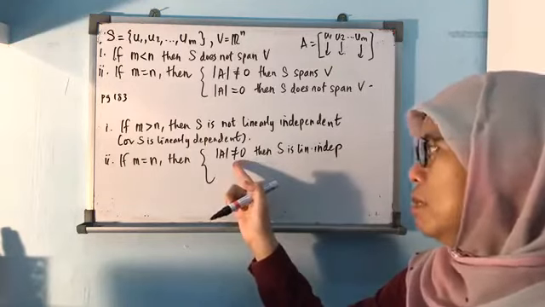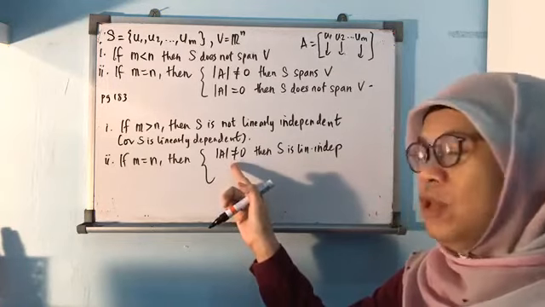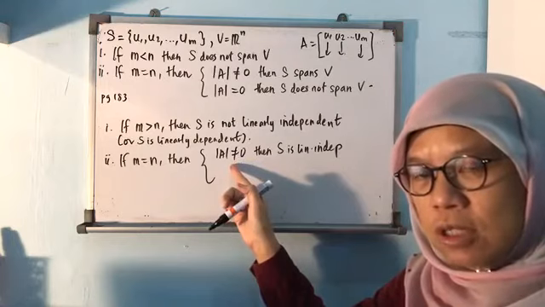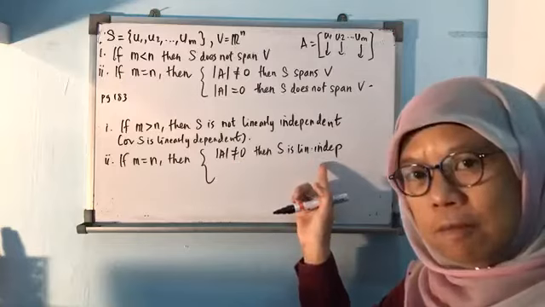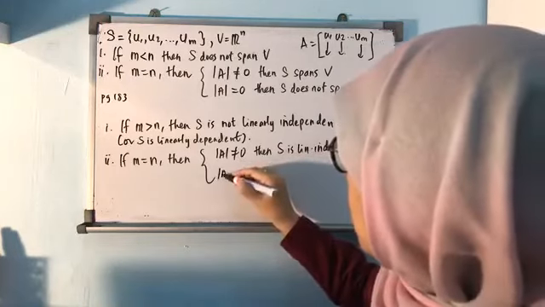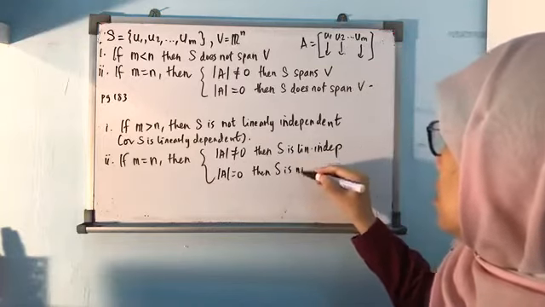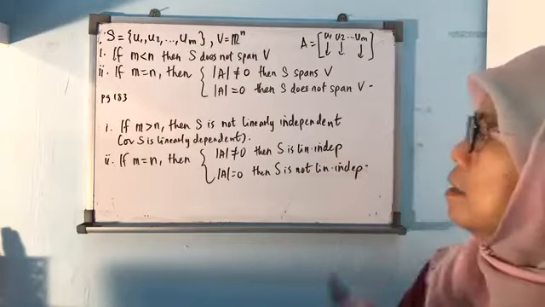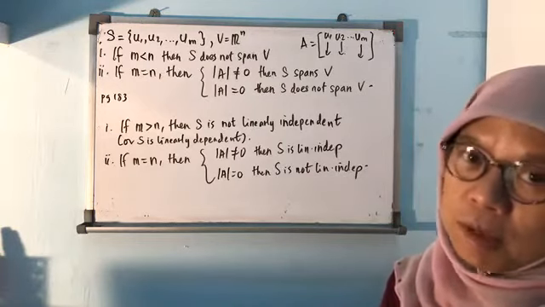Okay, then if A is not 0, then S is linearly independent. Because when the determinant is not 0, remember the tree diagram, you have a unique solution. Unique solution for homogeneous means all Ci is 0. All Ci is 0 means linearly independent. If A is 0, then S is not linearly independent. So dapat soalan je, kita dah boleh agak jawapan lah.